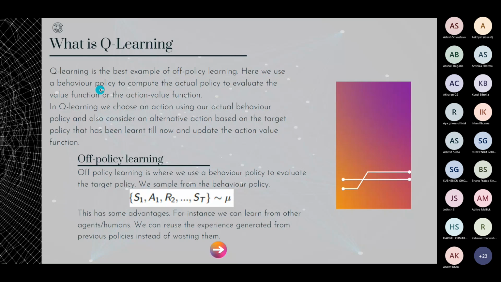As I told you, here we use a behavior policy to compute the actual policy, and we evaluate the value function or the action value function. You need not worry about what an action value function is. An action value function is basically a value function that also accounts for what action you take in a particular state. It gives you the rewards for a particular state and the action you took in that state, so it is like a 2D table which you can imagine. In Q learning, we try to solve for this action value function.